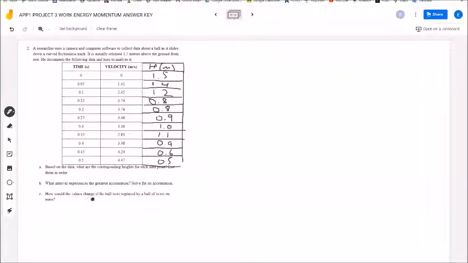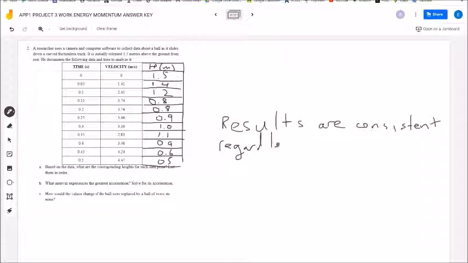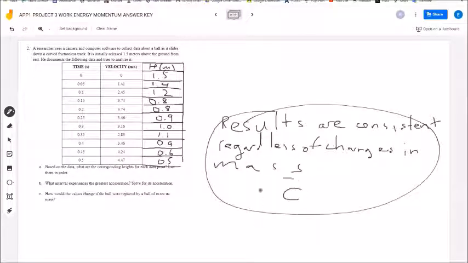Let's see, how would the values change if the ball were replaced by a ball of twice its mass? So we have to look at how mass would affect a situation like this. However, if you know basic physics, you would know that changing the mass does not affect the time spent falling or the velocity of the object. Therefore, a change in mass will not affect the results. So the results are consistent regardless of changes in mass. And that's the answer to question C.